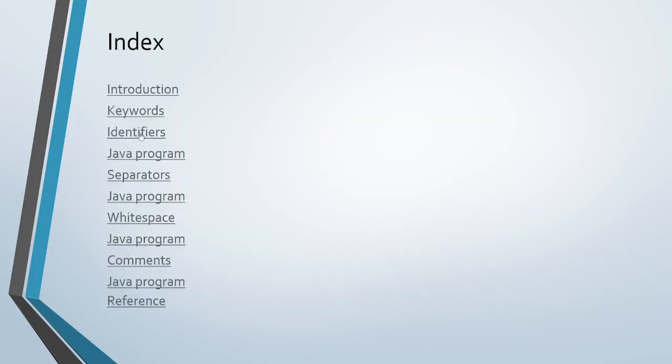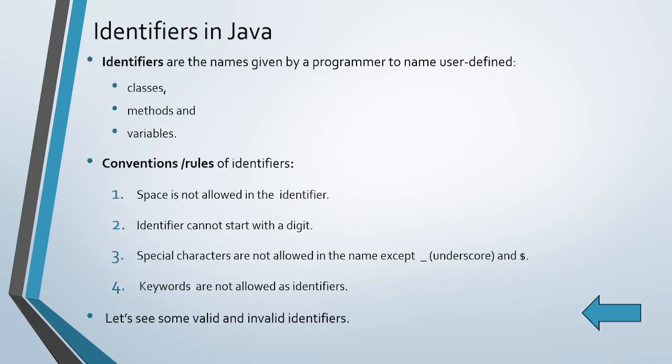Let's see what is meant by an identifier. An identifier is nothing but a name given by the programmer to name user-defined classes, methods, and variables. Built-in classes, methods, and variable names are also known as identifiers. There are some rules to name classes, methods, variables. What are they? Space is not allowed in the identifier. The identifier, that is the name, cannot start with a digit. Special characters are not allowed except underscore and dollar. Keywords, those reserved words, are not allowed as identifiers. They are reserved. We cannot use them as names.